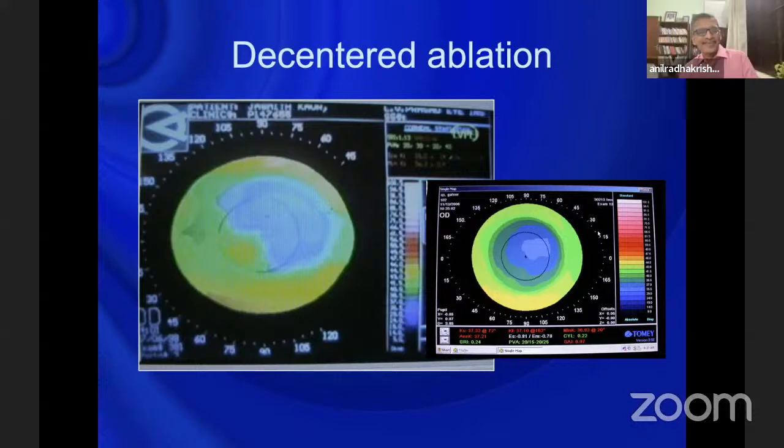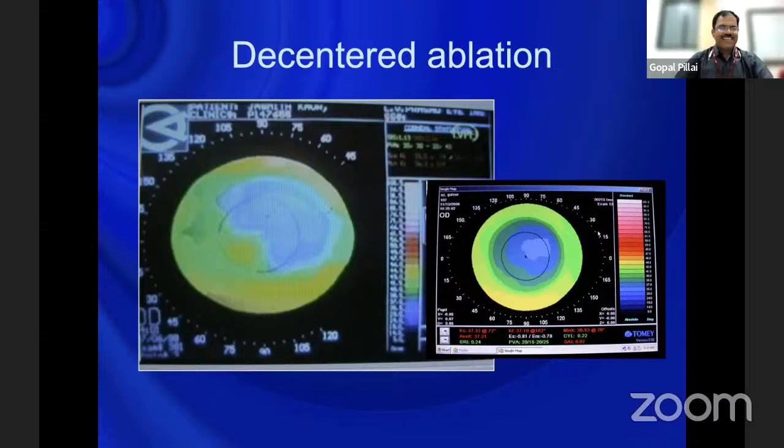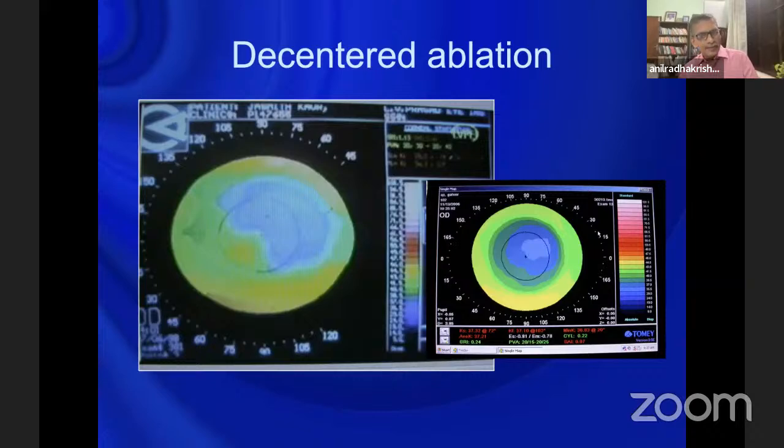Okay, fine. So this is a decentered ablation. You can see that in the central circle, one part is blue and one part is green in color. So it is a decentered ablation, in contrast to the other image in which you have a blue image all around.